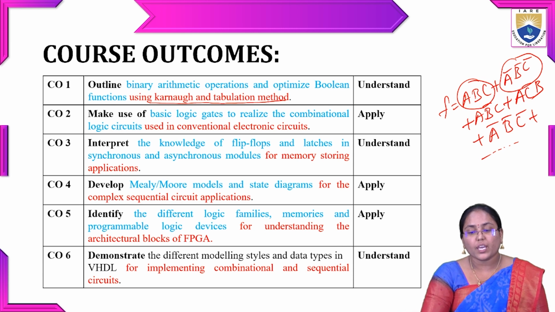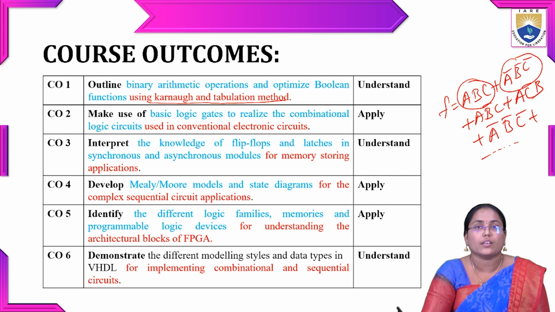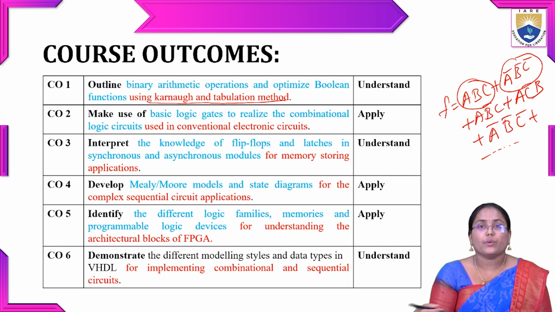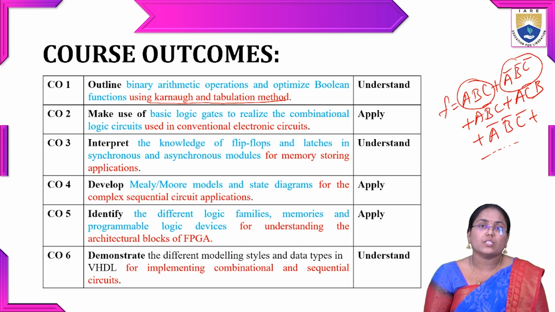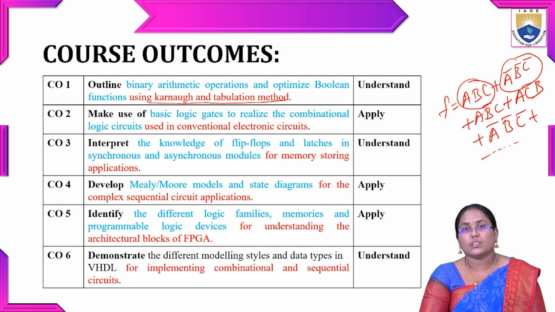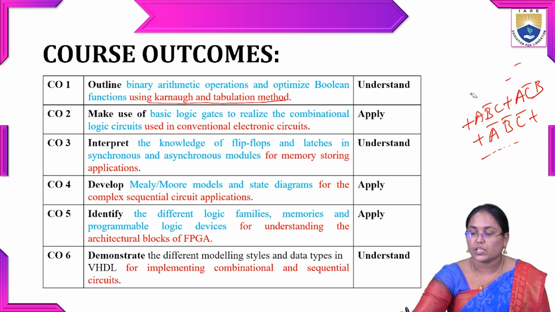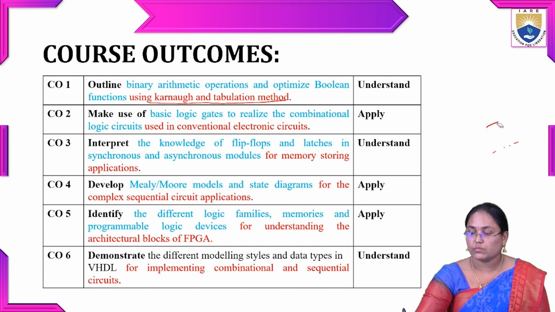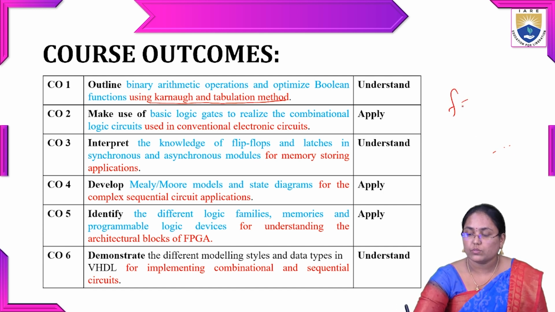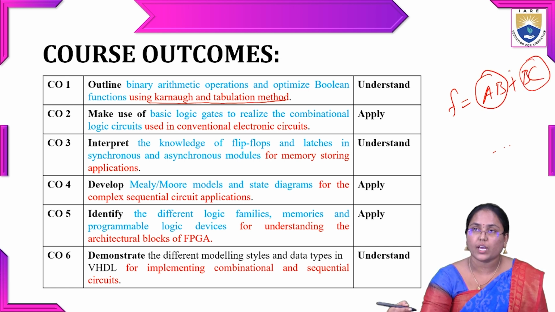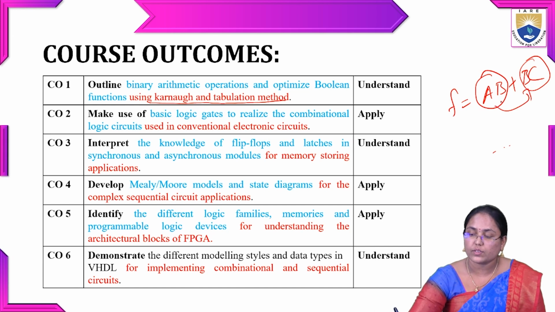So next outcome is make use of basic logic gates to realize the combinational logic circuits used in conventional electronic circuits. So basically about the OR gates, NOR gate, XOR gates, universal gates, that is NOR gate and NAND gate. All these gates will be learned in this particular course, and the student will be able to understand properly about these concepts, how to write a function. Like for example, if I have F equals ABC, F equals AB plus BC here. So here what we have is a multiplication, and here what we have is a multiplication, and between we have an addition.